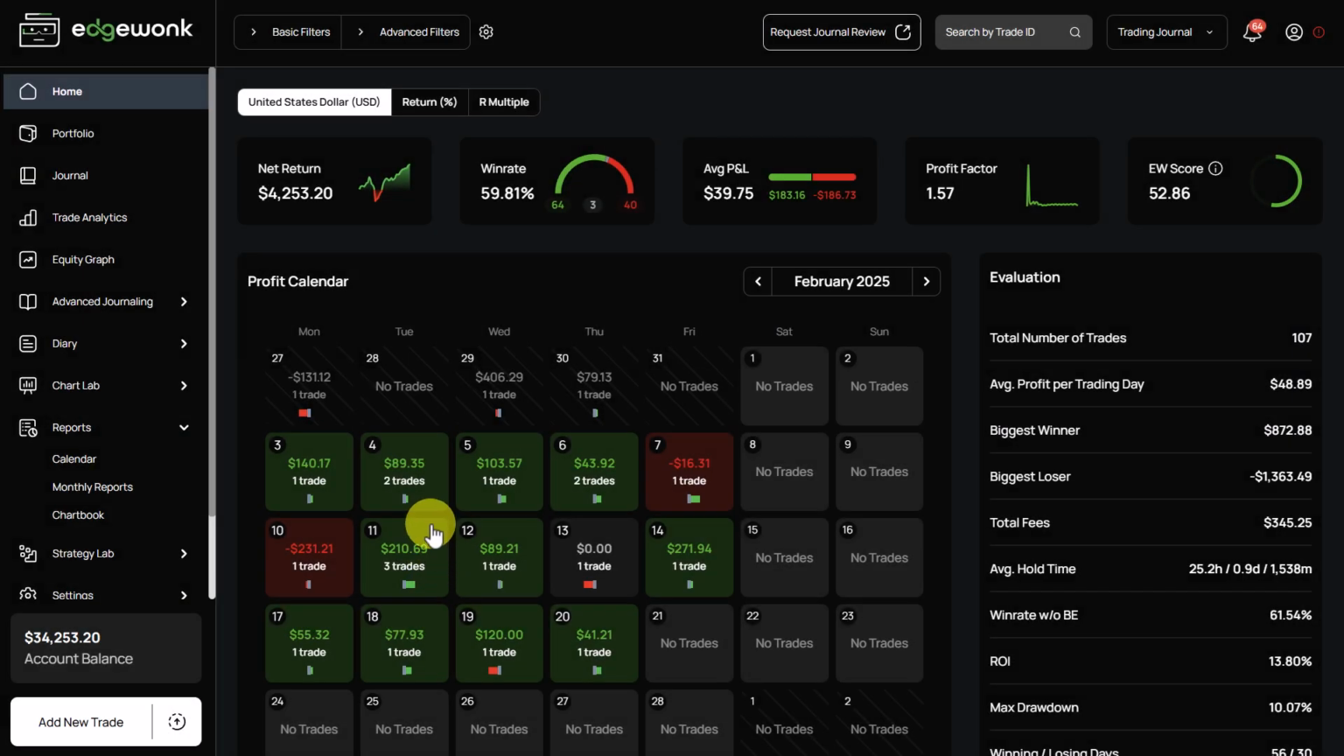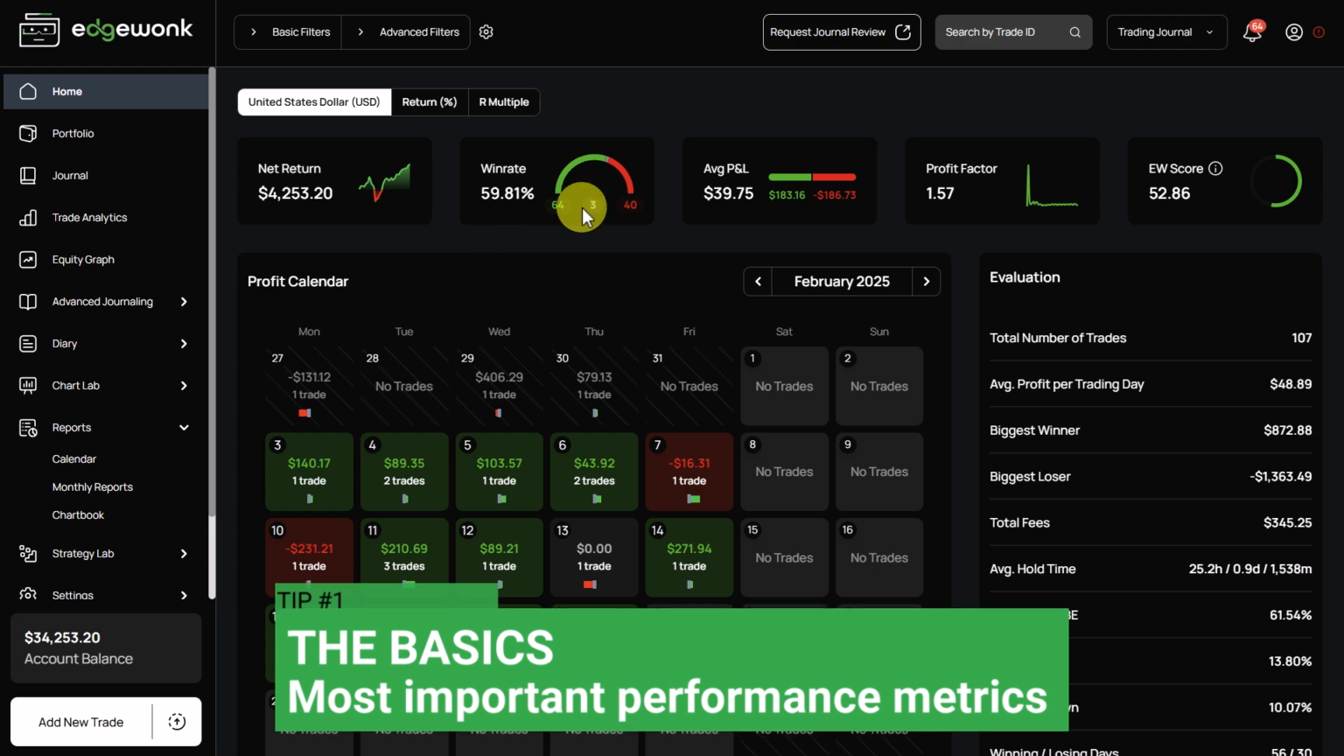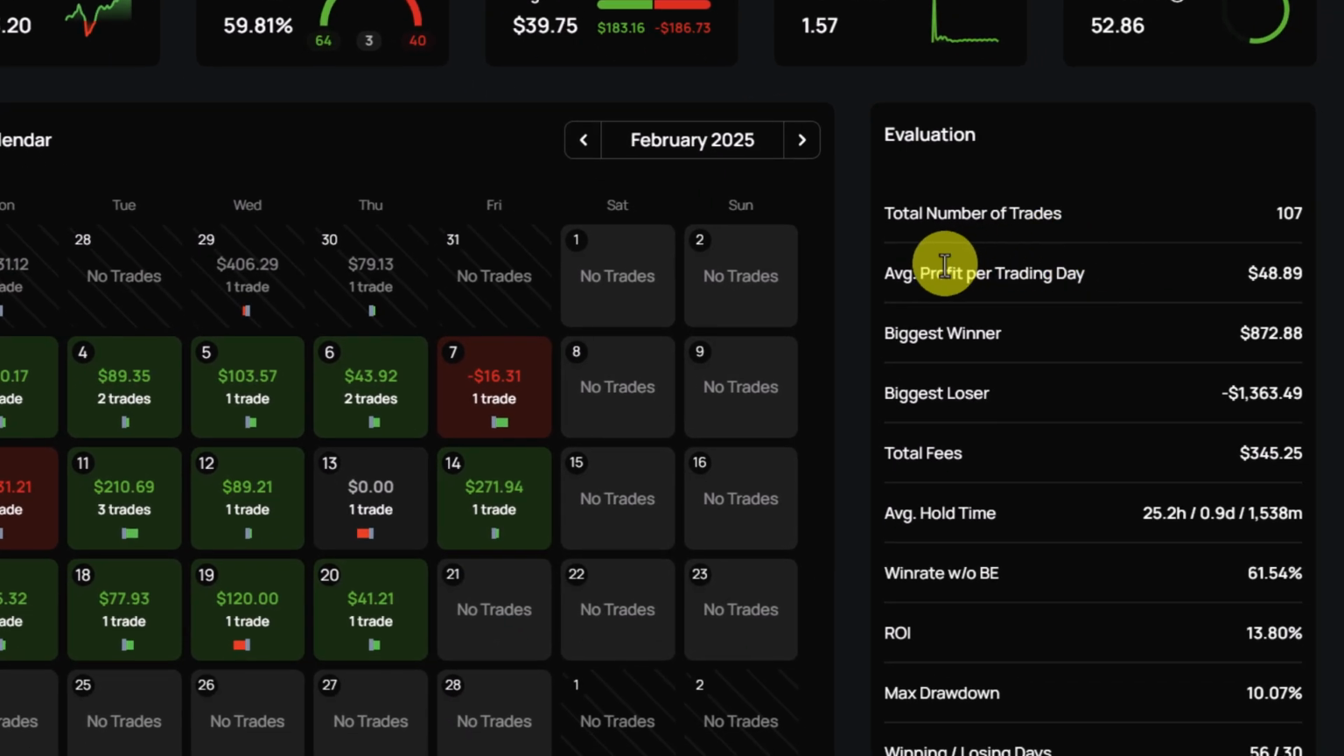So of course, Edgewonk has all the basics and essential trading metrics for you. We show you your win rate broken down into winning trades, losing trades, and break-even trades. You see right away your average P&L per trade, and also your average winner and the average losing size. We show you how much profit you are making per trading day on average. We track the fees for you.